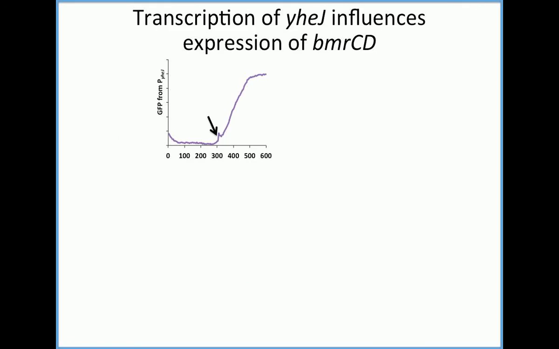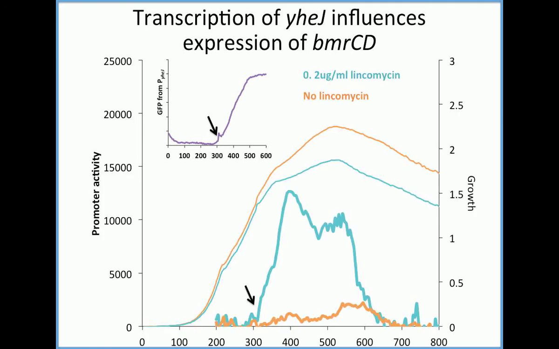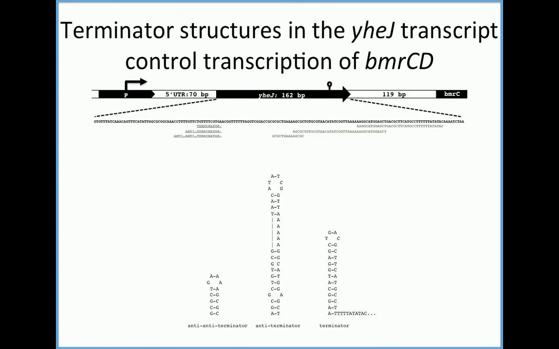The transcription of YheJ actually influences the expression of bmrC. So what we did was look at the expression of YheJ, and once we saw increased amounts of GFP, we added lincomycin to our bmrCD promoter fusion. And as you can see, immediately once we'd added the lincomycin at this time point, expression was switched on, suggesting that YheJ does influence bmrC.